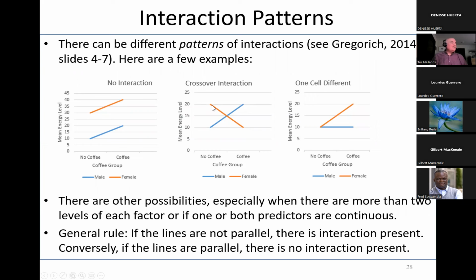You can have a crossover interaction pattern, which is where here the females start at 20 and drop to 10, whereas the males start at 10 and climb to 20. Or you can have a one cell different scenario where for the males, they stay at 10, regardless of whether they drink coffee or not. But the females, if they don't drink coffee, they're at 10, but they climb to 20 if they consume coffee. There are many other possibilities, especially when there are more than two levels of each factor or the predictors are continuous. But the general rule is if these lines here are not parallel, there is interaction present. So over here and over here. But if the lines are parallel, as in this first panel on the left-hand side, there's no interaction present.